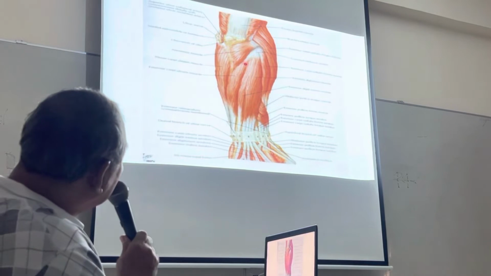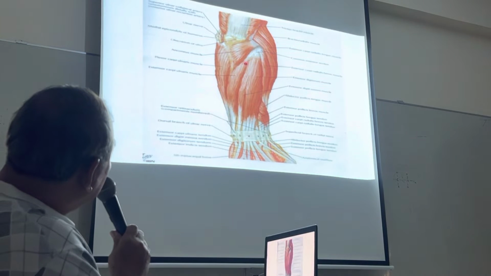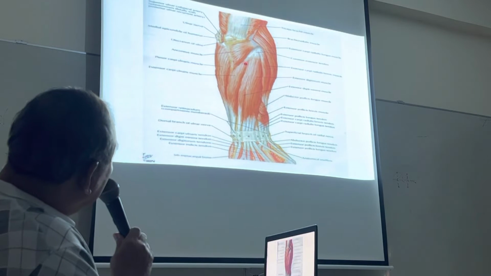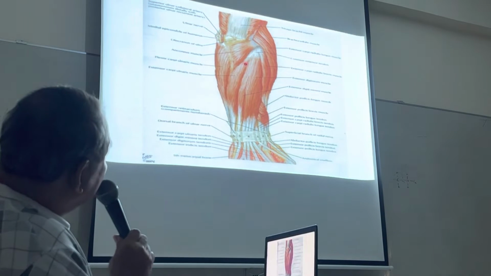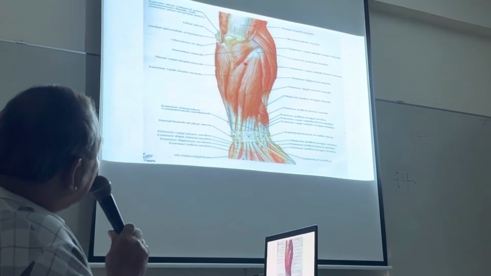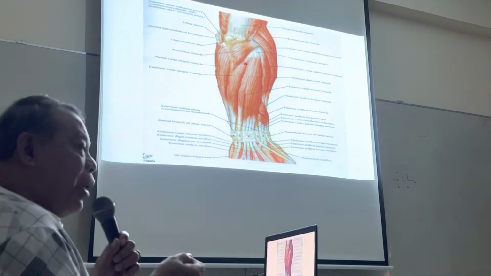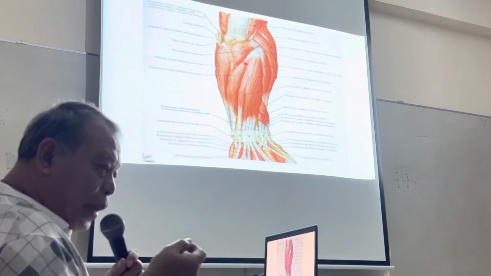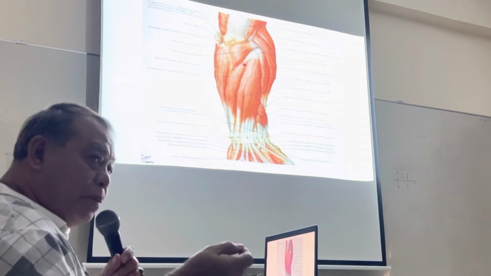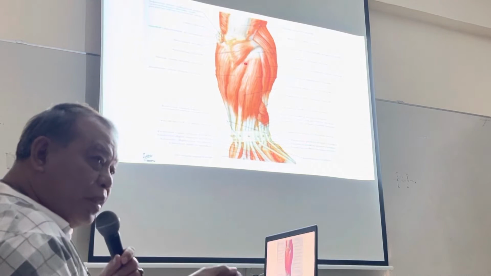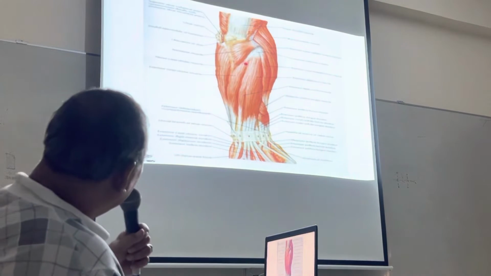So the extensor carpi radialis longus takes origin from the lateral supracondylar ridge. Then it will be inserted into the second metacarpal bone. So it will be on the radial side, and it is longus. When you encounter the term longus, expect that the tendon is long, while the opposite is brevis, and the tendon is shorter.